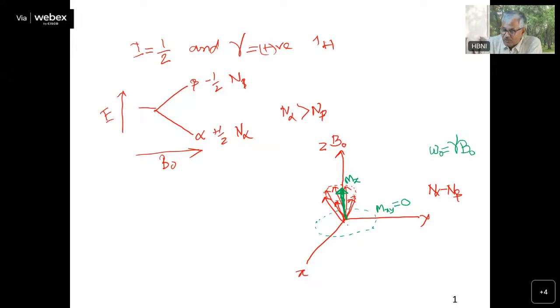So we have to put the detector somewhere in the xy plane. You can put it on the y-axis, on the x-axis, or anywhere in the xy plane. And if you put the detector in the xy plane, that means you have to somehow bring this magnetization Mz, or some component of it, into the xy plane for the detection. Now how will we do that?